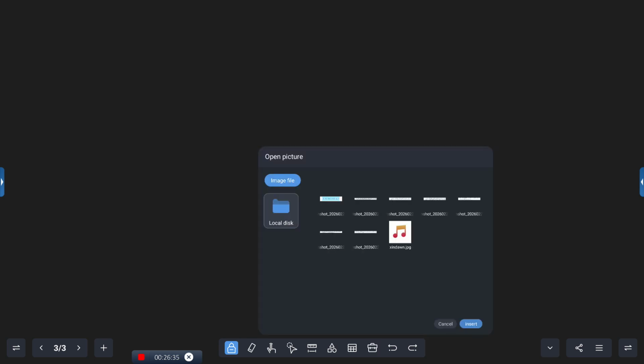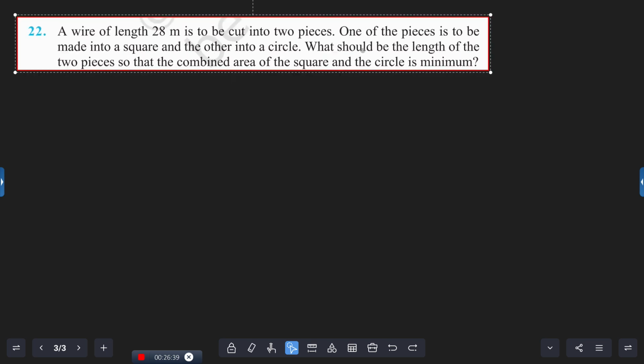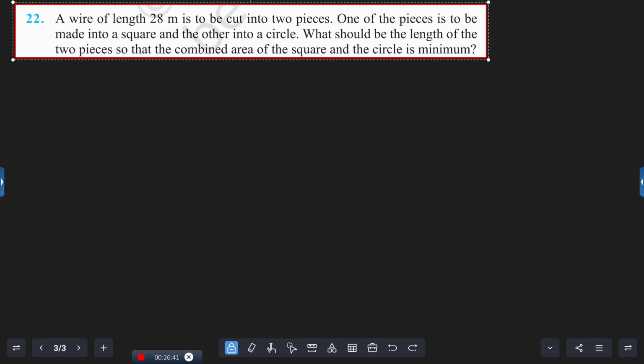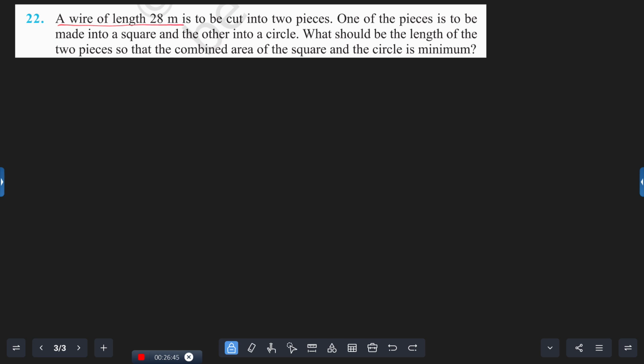For the 22nd question, they gave a wire of length 28 meter. So there is a wire, a lengthy wire we have. The length is 28 meter. I will name the wire A to B. Listen carefully, all students.